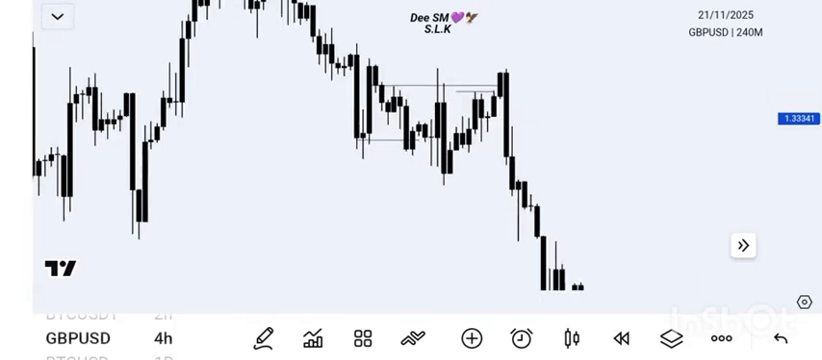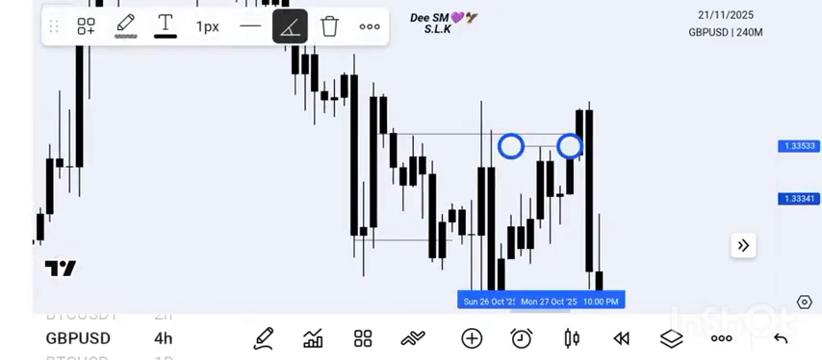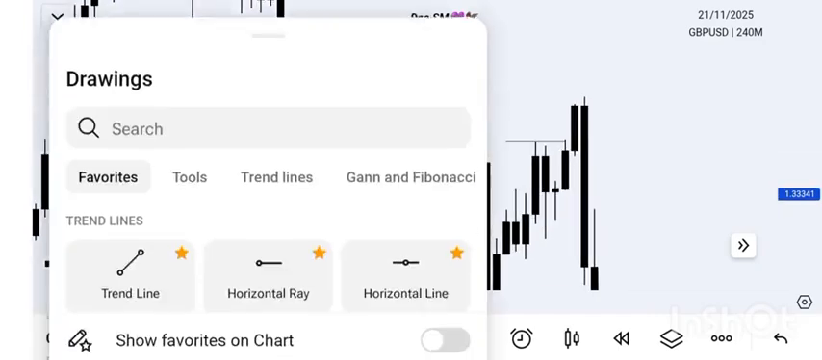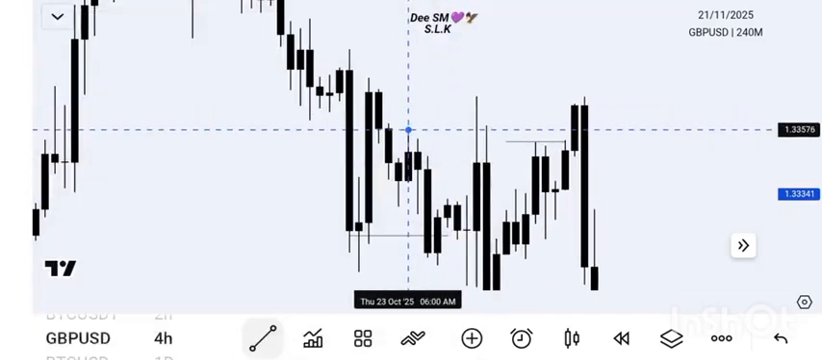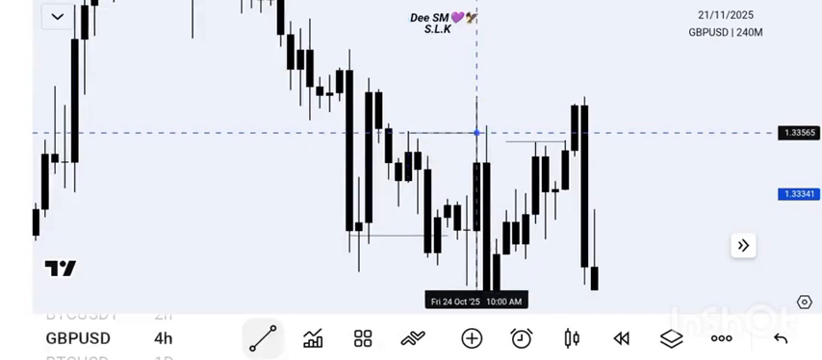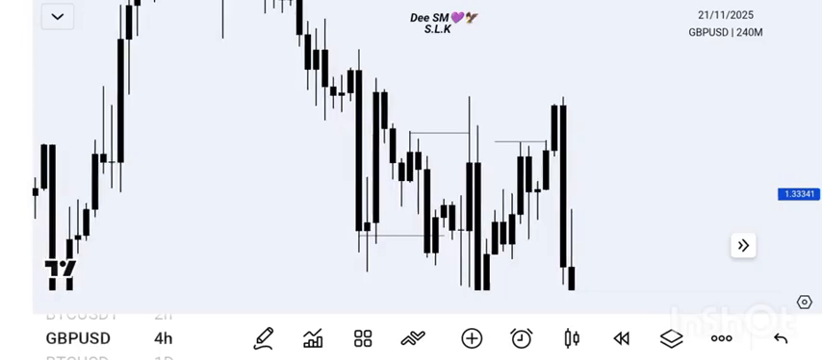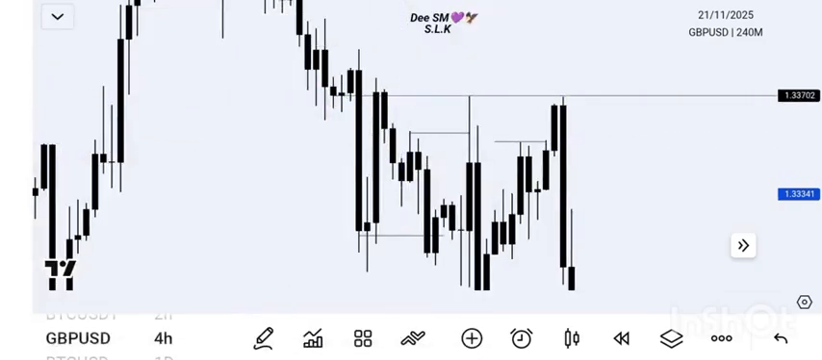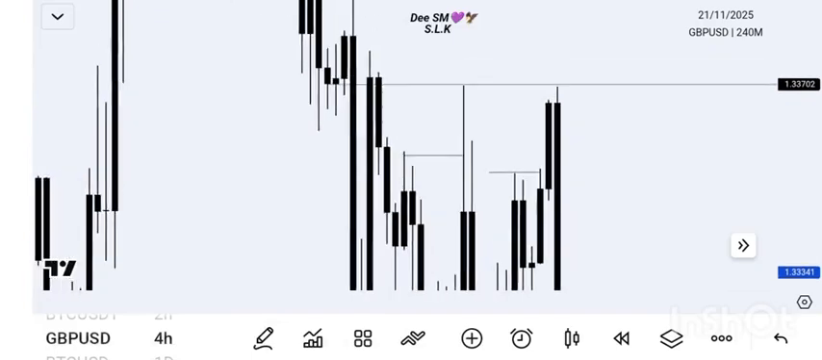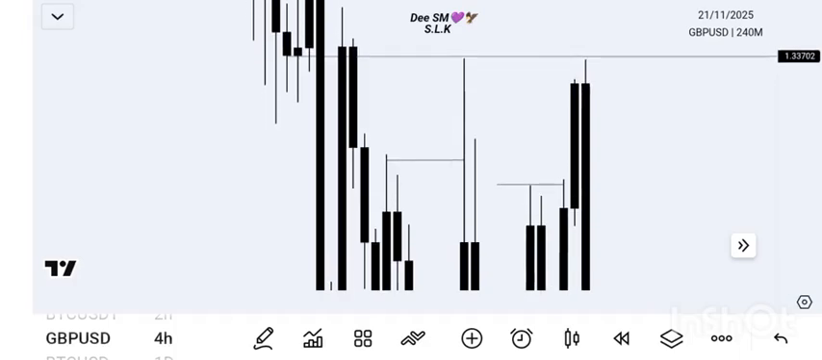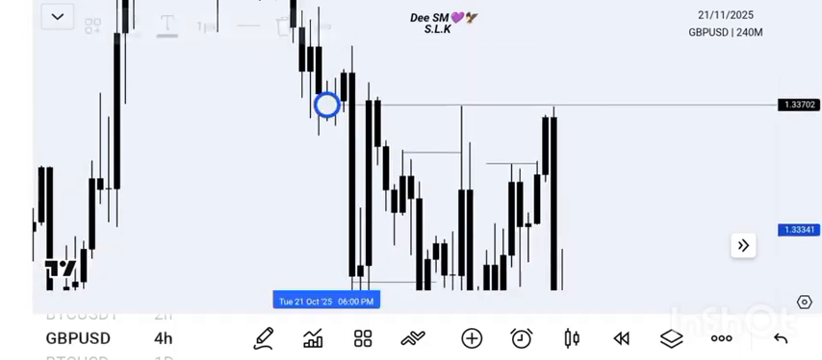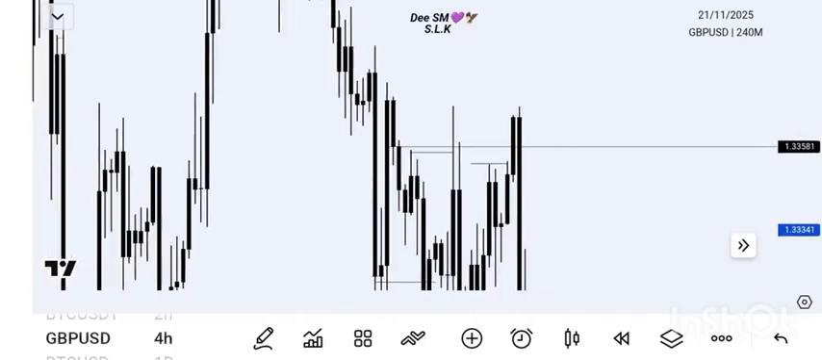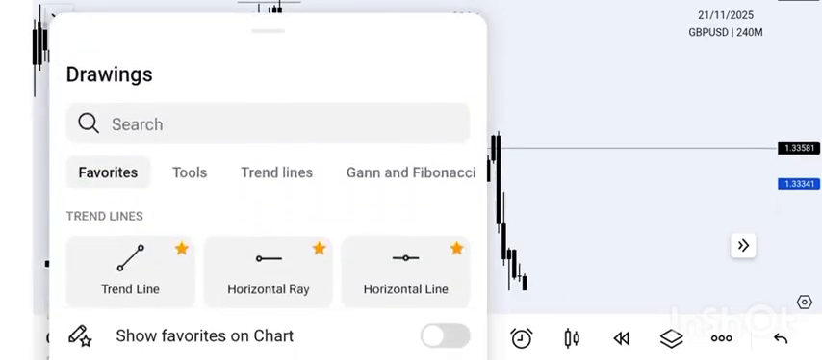Although I would have used this as my internal range liquidity. Here. This particular one should have been my internal range liquidity. So I would have been paying attention to this key level here, which I don't think it got into. It didn't get into it. So this is where it reacted from. You can actually take a shot from here.